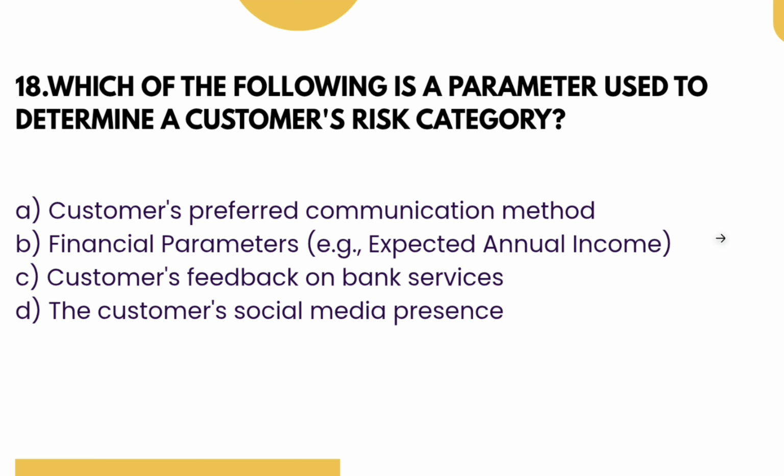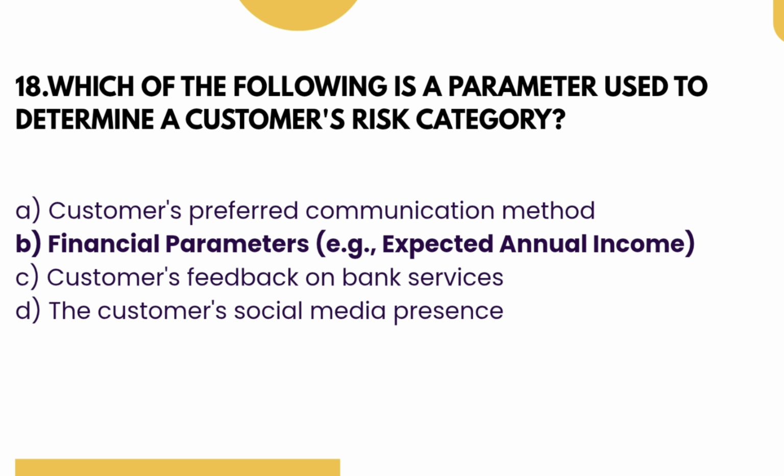Next question. Which of the following is a parameter used to determine a customer's risk category? A. Customer's preferred communication method. B. Financial parameters like expected annual income. C. Customer's feedback on bank services. Or D. The customer's social media presence. The answer is B. Financial parameters like expected annual income.